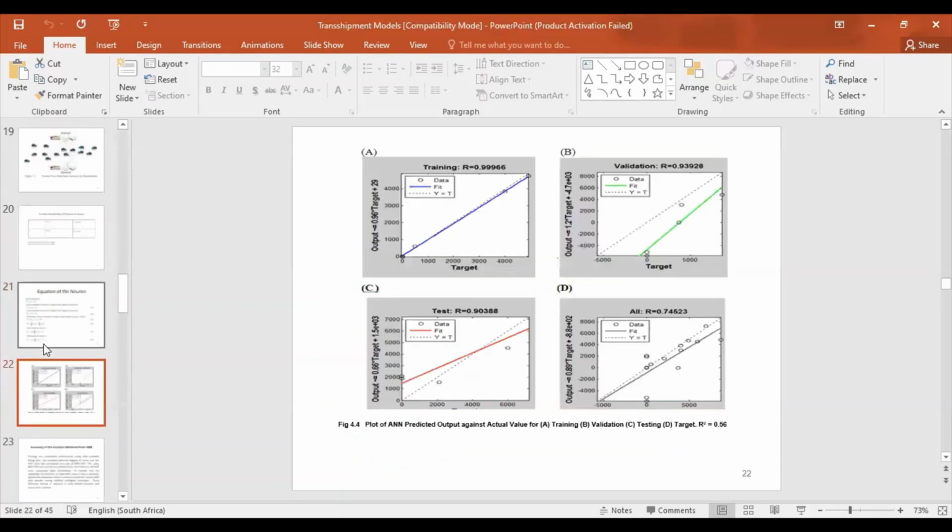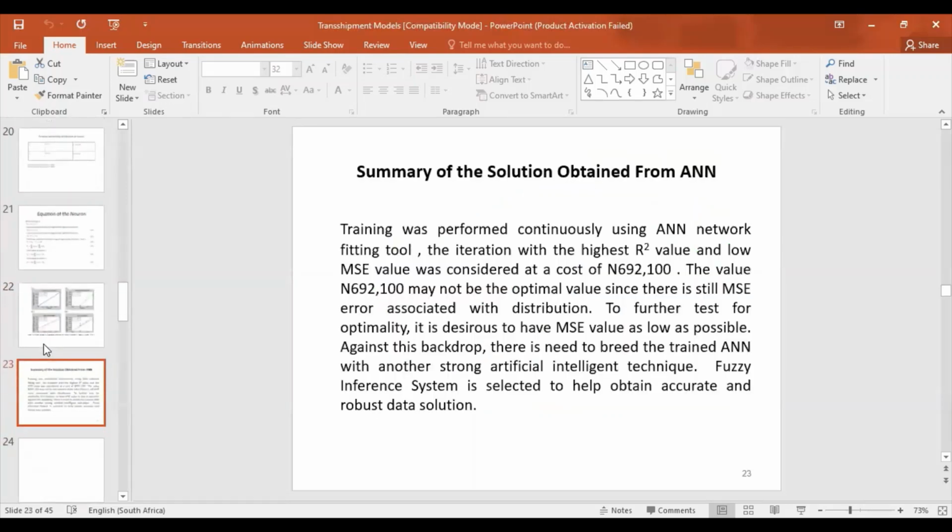So the first trial was done using the neural network, and it is revealed here that for the training, we obtained an R value of 0.996, and the validation about 2.93, and the test result is about 0.90388, and the overall is about 0.47, which shows a fair prediction of the model. And the summary of the ANN presented shows a good result.